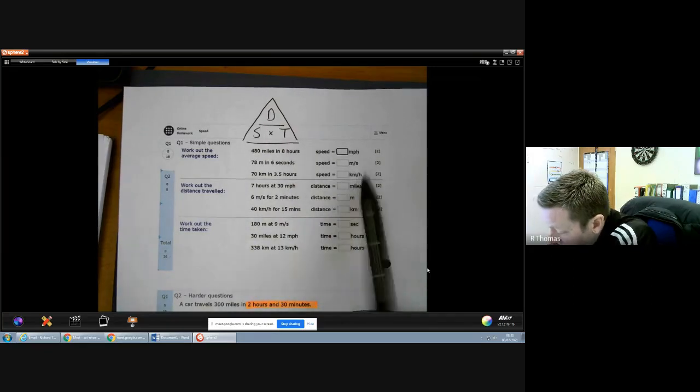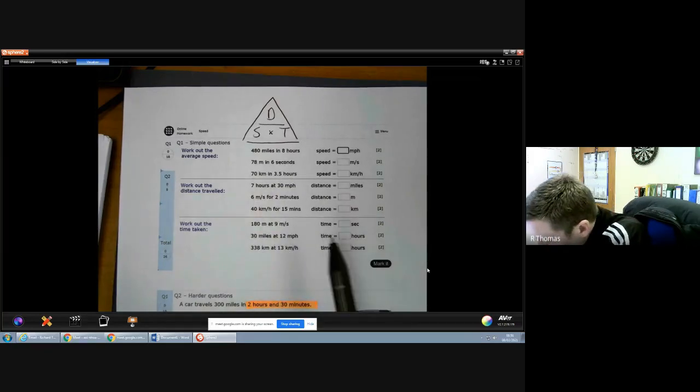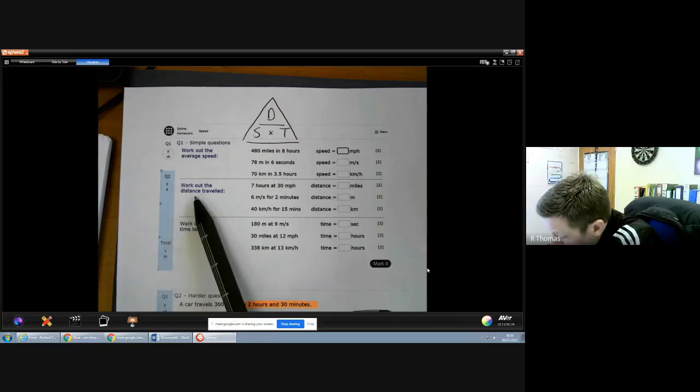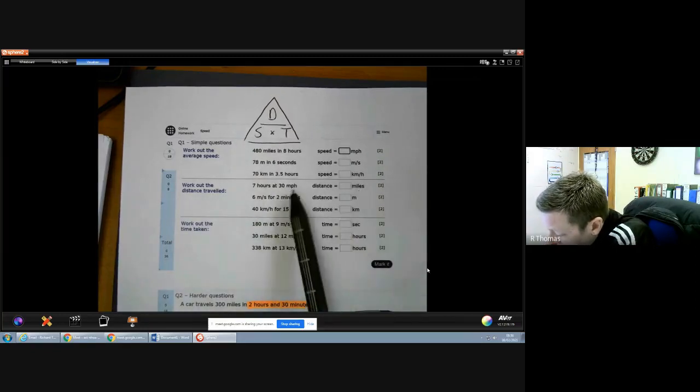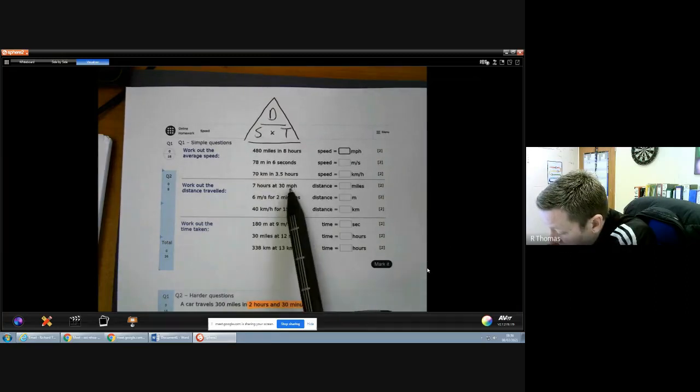Kilometers per hour, again, it's in kilometers and hours, just bang the numbers in. The next one, looking at distance this time, so I'm going to multiply these. They want it in miles. My speed is in miles per hour, and my time is in hours, so there's nothing to worry about there.